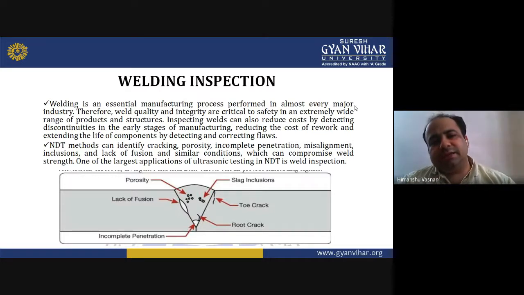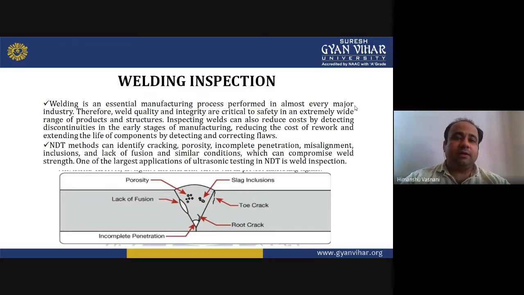Welding is an essential manufacturing process performed in almost every major industry. Therefore, weld quality and integrity are critical to safety in an extremely wide range of products and structures. Inspecting welds can also reduce cost by detecting discontinuities in the early stages of manufacturing, reducing the cost of rework and extending the life of components by detecting and correcting flaws.